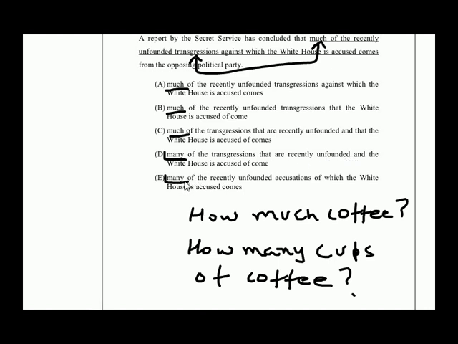E says many of the recently unfounded accusations of which the White House is accused. This is a much better and clearer construction, and hence E is the right answer.